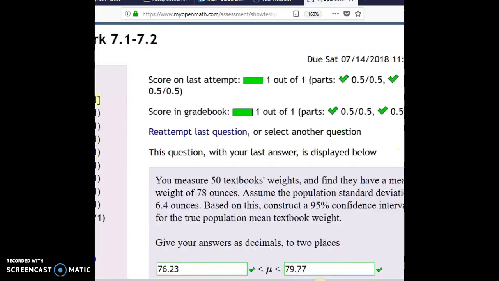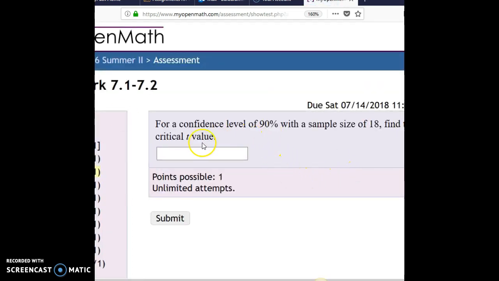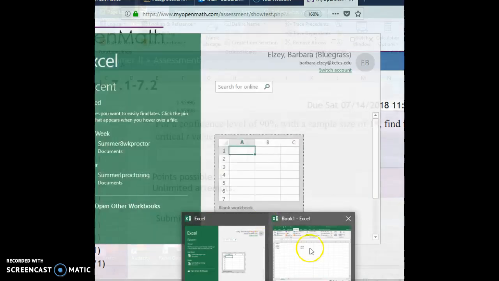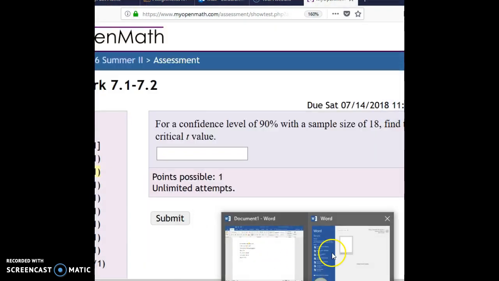Okay, now I want to skip down to something that's asking you for a t critical value. When we've got a t value, that means our sample size is small, smaller than 30, okay? And we can use Excel just like we used it a moment ago for a z value. So if we had this 90% confidence level with a sample size of 18, again, I'm going to go back to Word for a second.